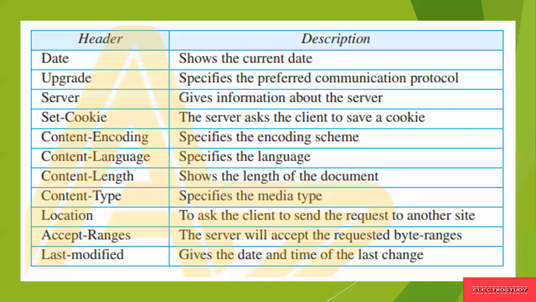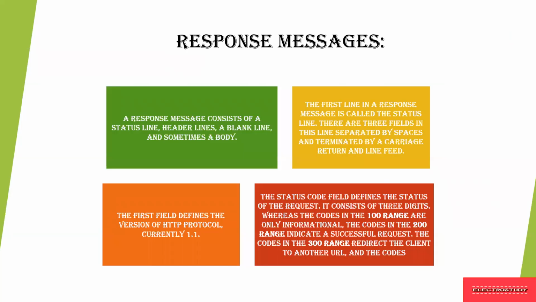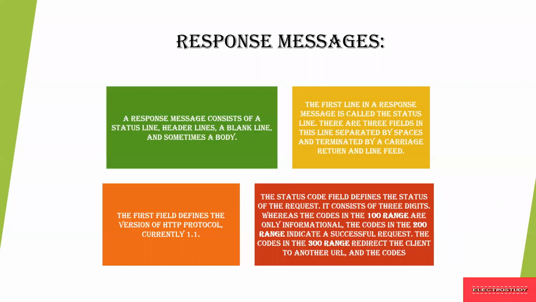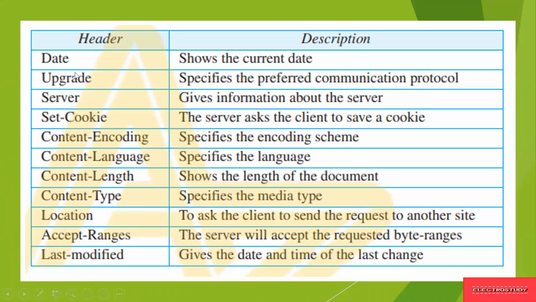And these are the header messages that are followed in the response messages. See, the header fields: date, upgrade, server, set cookie, content encoding, language, length, type, location, accept range, last modified. So this will be a little similar to the non-persistent request messages. Here date is nothing but it will show the current date. If you are telling that it is upgrading, it will specify what preferred communication protocol we use. See, upgradation of Unix, upgradation of Linux, or upgradation of Windows 10 to 11.